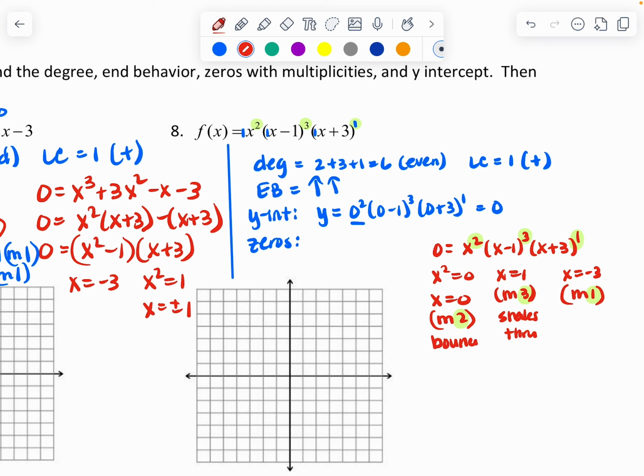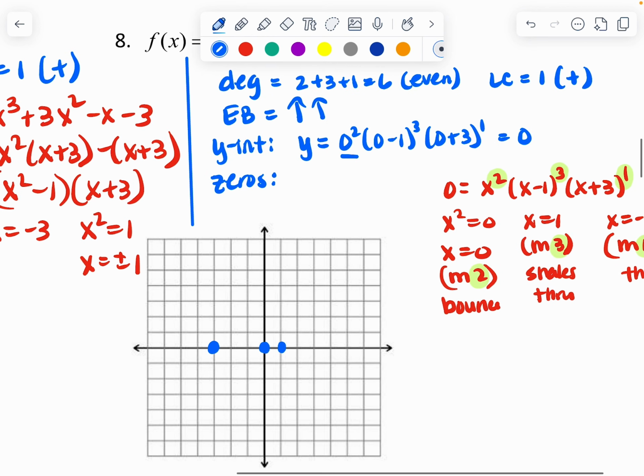And then multiplicity of a 1 goes through. Okay, so let's go ahead and do this. So what am I going to get? My first 0 is at -3 to the left there. That's x equals -3. Then I'm at x equals 0, and then I'm at x equals 1. Okay, it's really close together, but it's okay. So let me make this a little bit bigger. My end behavior is up, up, and my y-intercept is 0. I'm already going through 0, so no big deal there.